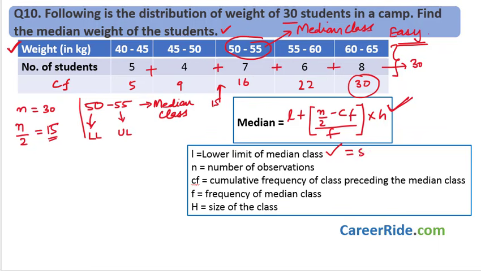What is the value of n here? We have got the value 50 here. Number of observations: how many students are there? They are 30. Cumulative frequency of the class preceding the median class, right?